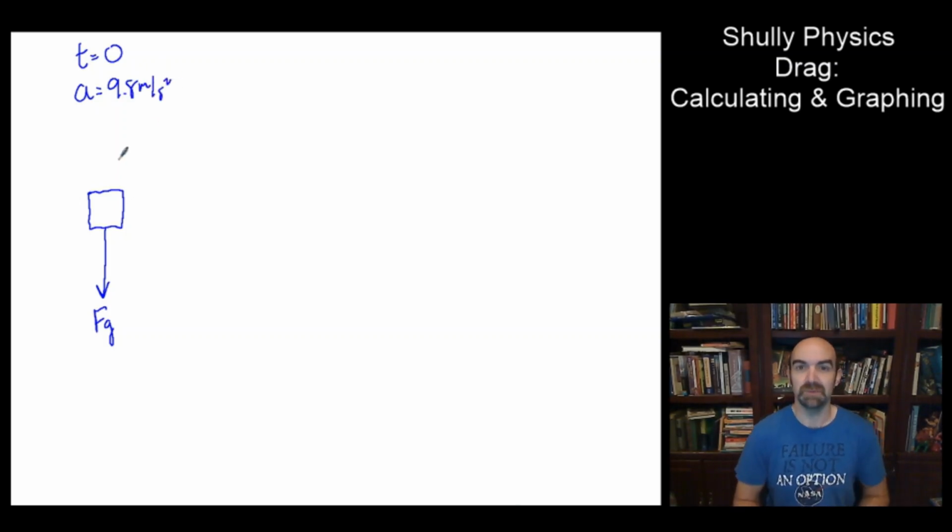So we're going to start out talking about objects that are falling. Let's take a parachuter jumping out of an airplane. The first thing that's obviously going to take hold is the weight of the person, the gravity pulling straight down. And initially, at the beginning of the jump, when time is 0, acceleration is the full amount, 9.8 meters per second squared. And that's because there's no drag yet.